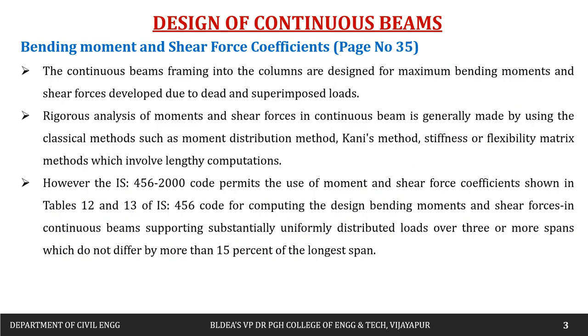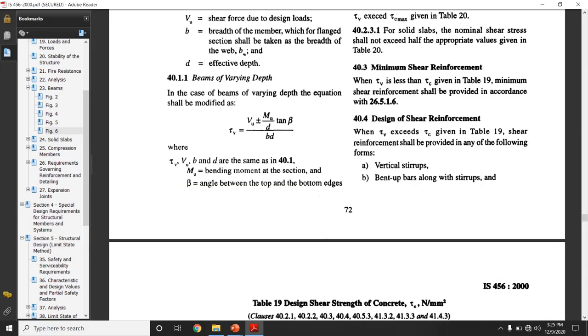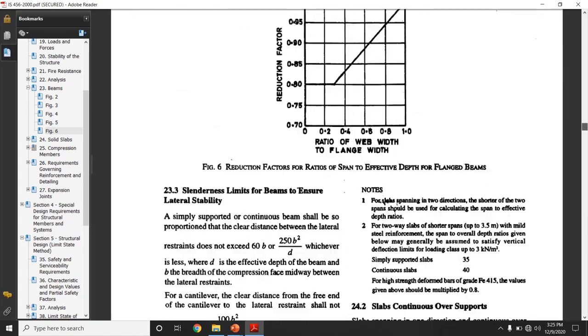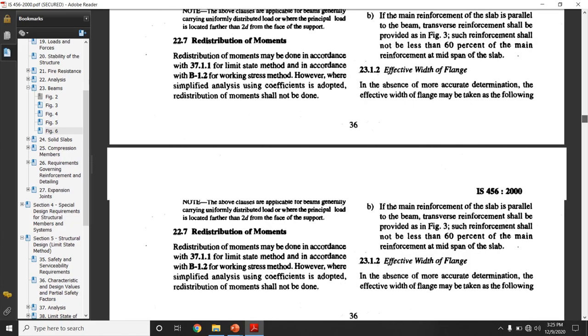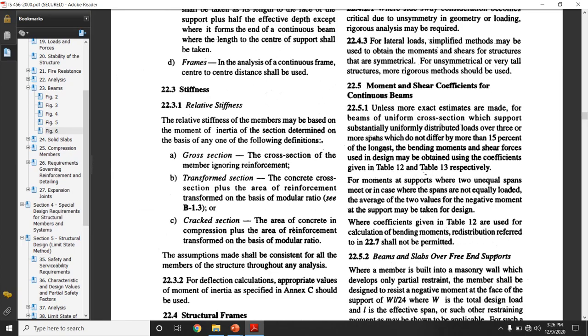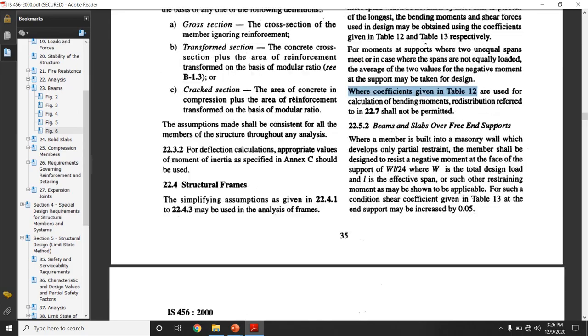Now let us see what they have given in the IS code, the moment and shear coefficients. Here you can see the moment and shear coefficients for continuous beams. They have given all the things I have said just now, where the coefficients given in Table 12 and Table 13 can be used.